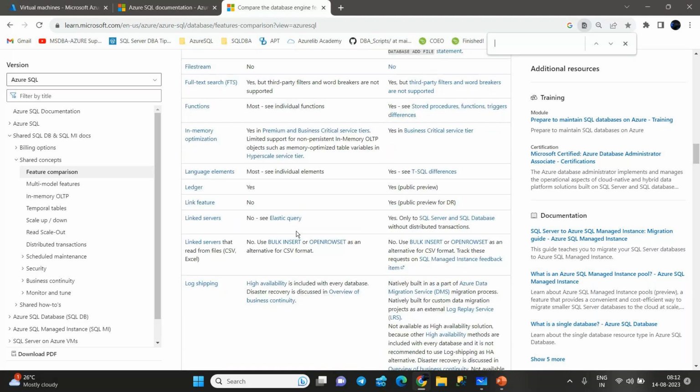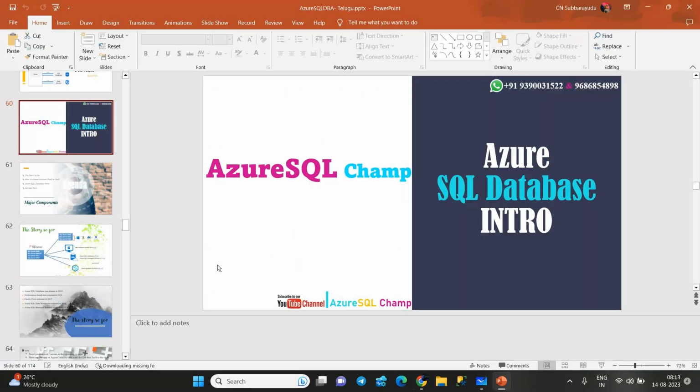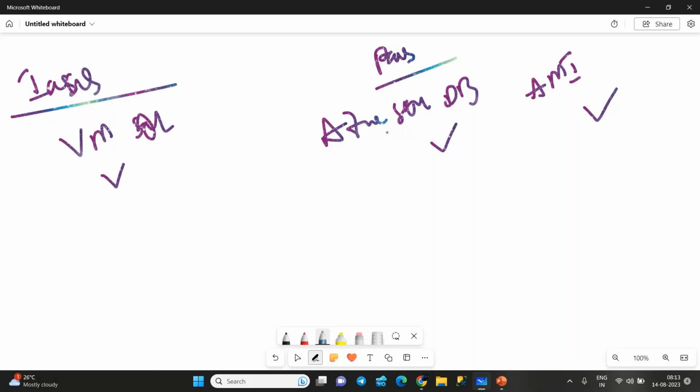So in-memory OLTP is compatible in all the platforms. But especially if you go to these two platforms, again there is a concept called service tier. Under here we have two different service tiers which we are going to discuss now. Under the Premium DTU service tier, in-memory is compatible. Under Business Critical, in-memory is compatible.